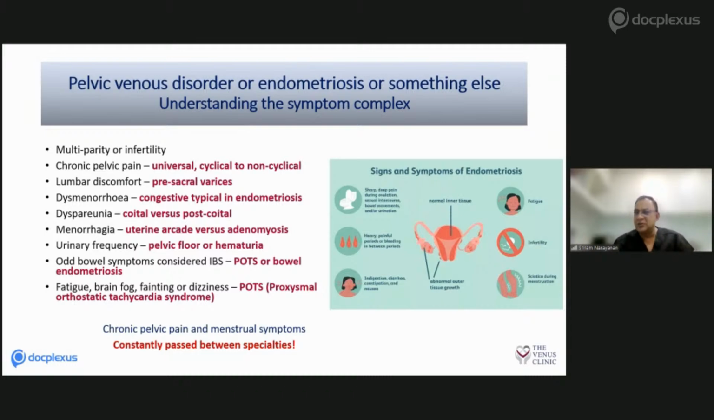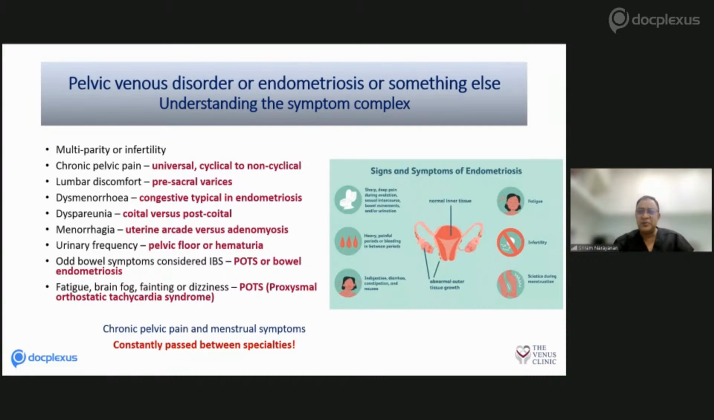So it is important to ask, did this start as a non-cyclical pain throughout, in which case it is more likely to be a pelvic venous disorder, or was it cyclical from the beginning and has then become non-cyclical, in which case it is more likely to be endometriosis? The third symptom to think about is lumbar discomfort. Now, this is typical of a pelvic venous disorder because when the posterior pelvic floor gives way, they get presacral varices, and essentially they sit on their varices, and therefore they get pain and lower lumbar discomfort.